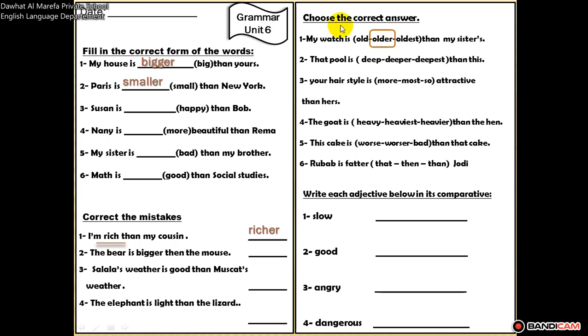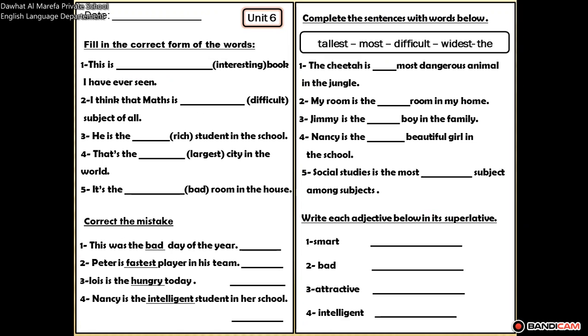Here we have to choose the correct answer. My watch is old or older than. Older than. Number 2, the pool is deeper than this. Here we have slow, and you must put the adjective below in comparative form. Slower than. Number 2 is good. It must be better than.